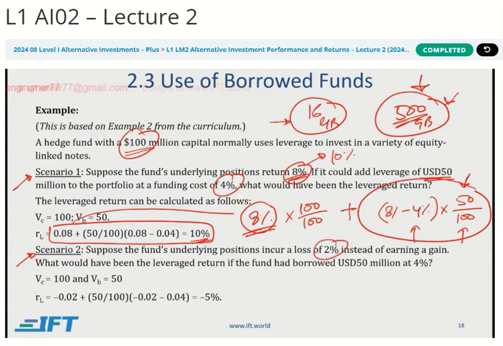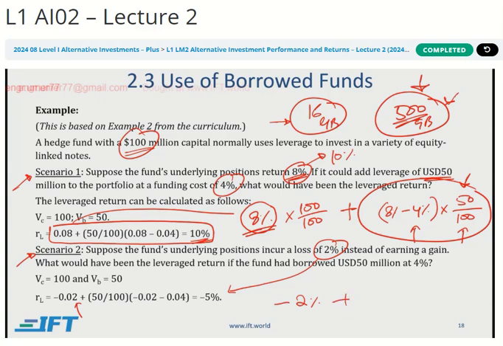Now let's look at scenario 2. The loss will be magnified as well, and clearly you can see it is going from minus 2 to minus 5. But let's see how. So that minus 2 obviously will be multiplied with 100 over 100. They're not showing that 100 over 100 over here, right? But it's there. And so in the absence of any leverage, this is what you would have made, the 2%.